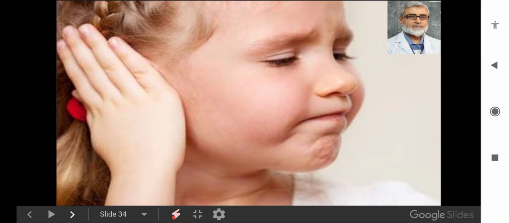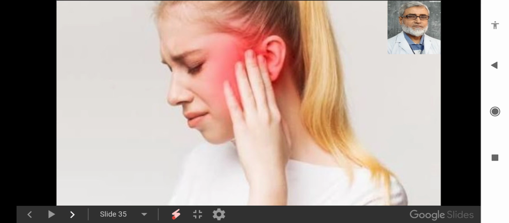How painful is this condition? This sweet baby is in pain, holding his ears and crying. This is otalgia, pain in your ear. Take care of your ears. See here, she is in deep agony. This reddish zone of pain is around the ear, in the ear.